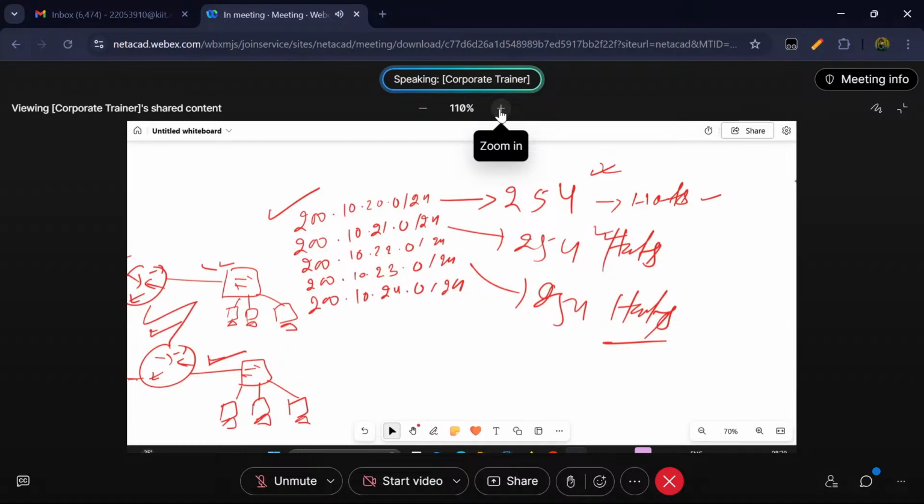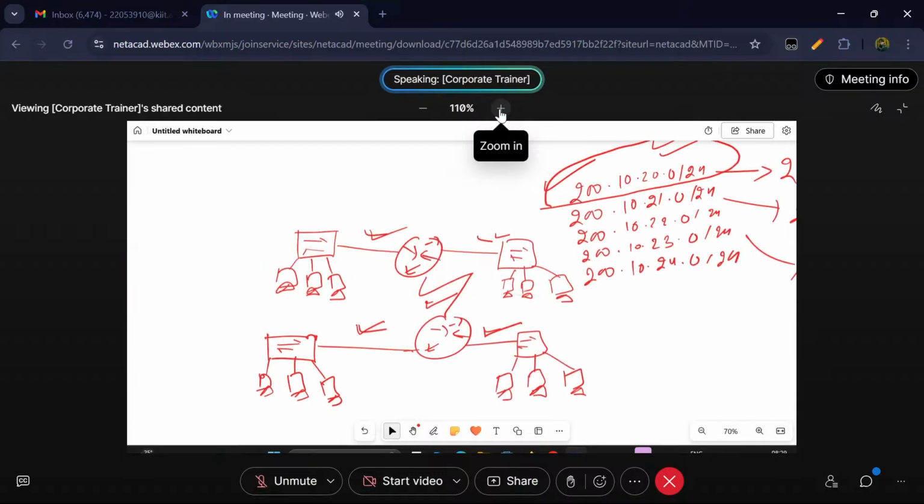So why don't we use any one network, like this one? Suppose let it be this network I'm using. And out of this network, I can divide some subnetted networks. From the given network, I can subnet some different networks. So how many networks do I require? 5 networks I require, right? According to this topology, I have a requirement of 5 networks.